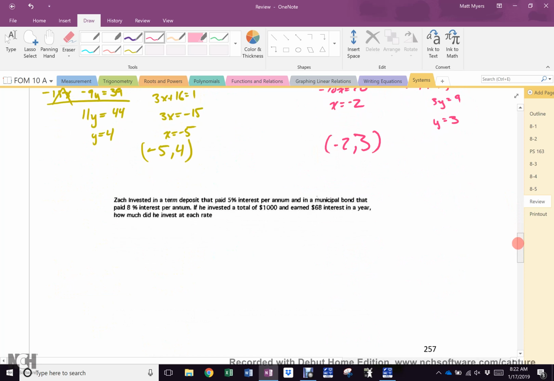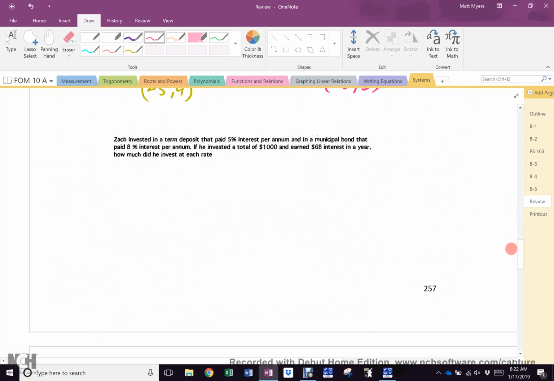And this is not lastly, this is the last on this page. There are two investments. I'm going to call them investment 1 and investment 2. Very creative names, I know. Investment 1, I'm going to give the variable of M. Investment 2, I'm going to give the variable of N. And then, of course, I'm going to read my question.